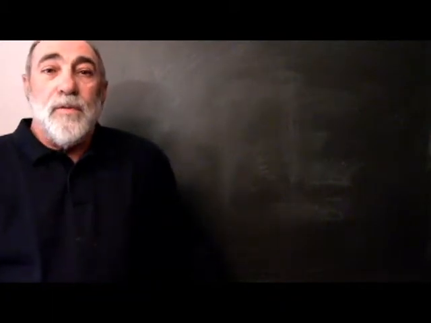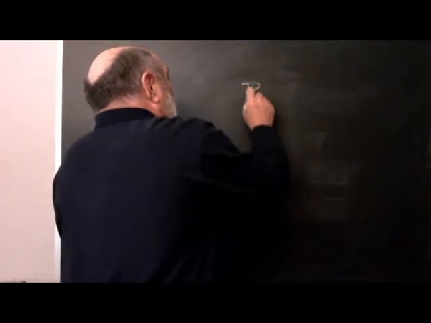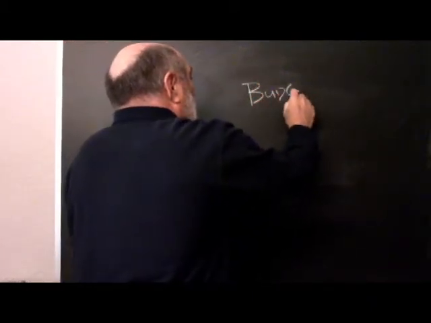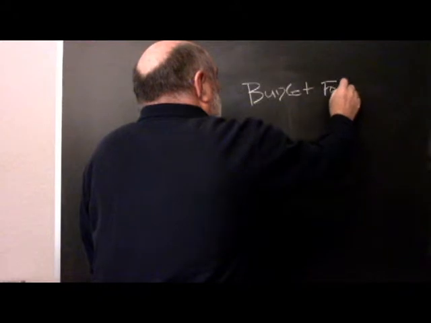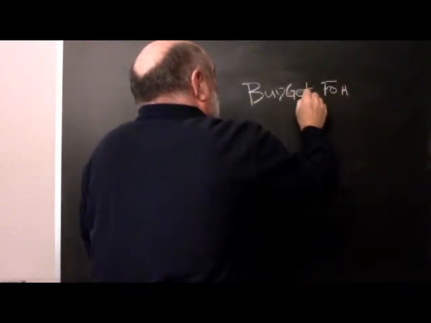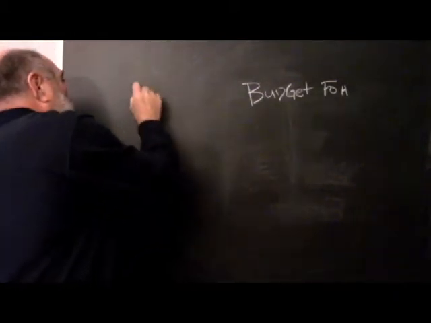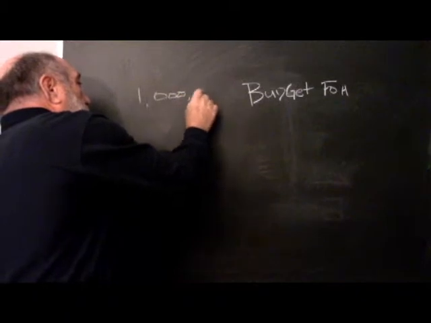So what we're going to do then is two things. The first thing we're going to do is come up with a budgeted factory overhead. Let's say $1 million in our factory.